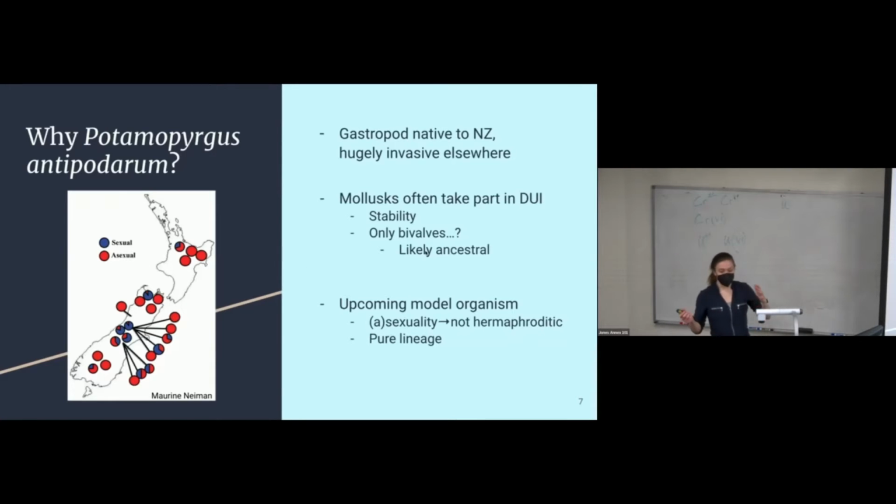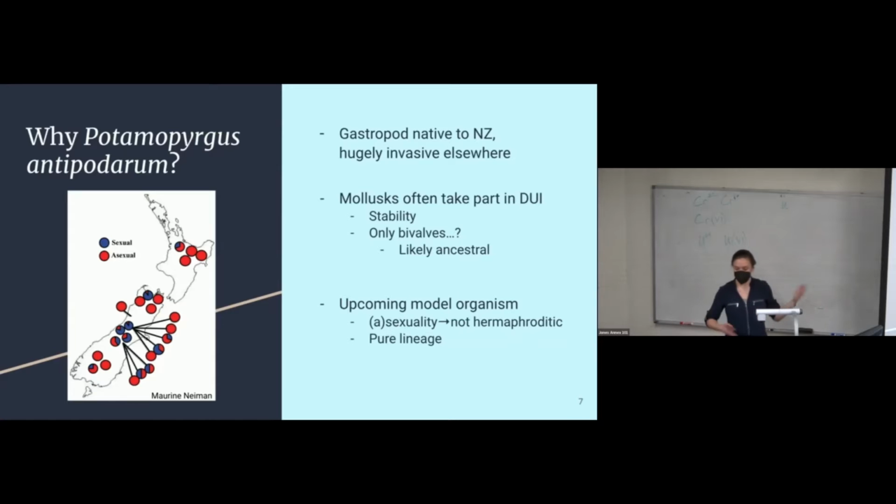So far we've only seen it in bivalves, but the patterns that we've seen of this DUI inheritance are likely ancestral. The evidence that we've seen suggests that it probably occurred before the split between gastropods and bivalves. So, hence, I'm looking at gastropods.